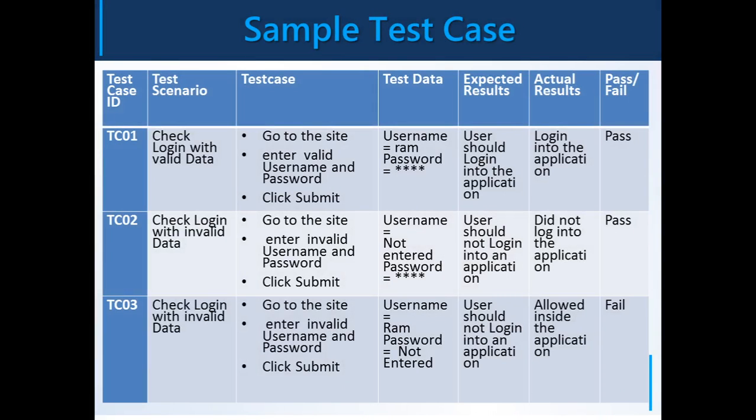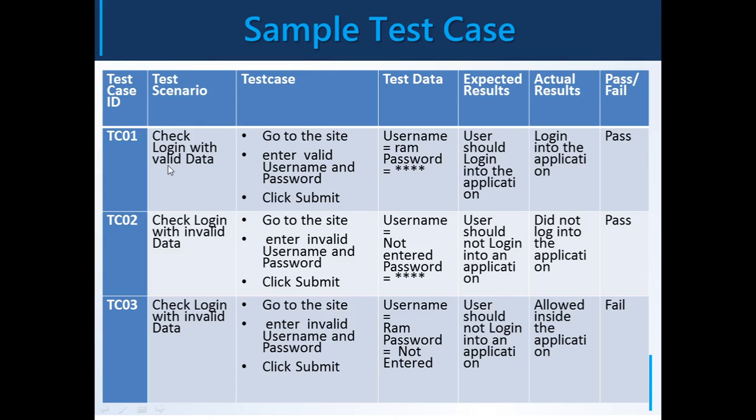So the test case passes. For the invalid test case, if the user is not entering any username and only the password is entered, it should not be allowed. That is what is expected. The actual is also the same, so it passes. But if the username is given and the password is not entered, and it is being allowed, then it fails. Expected is that they should not be allowed, and actual is that it is allowing, so it fails.